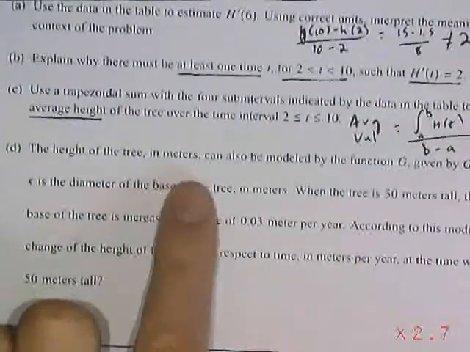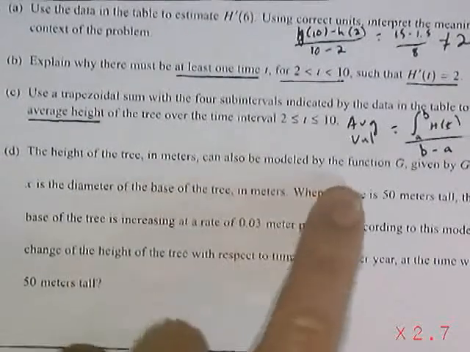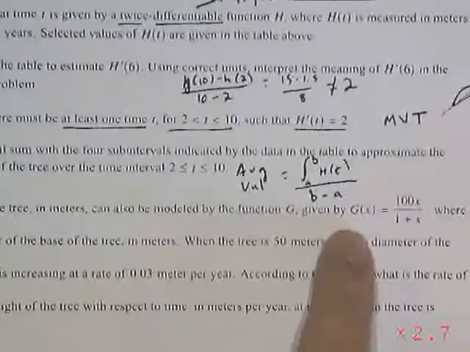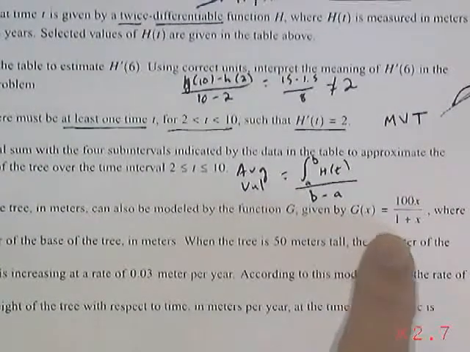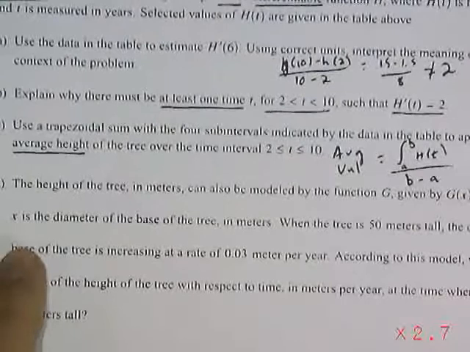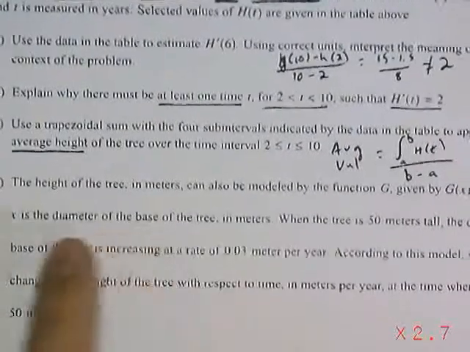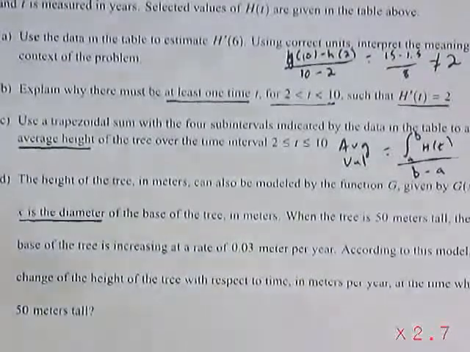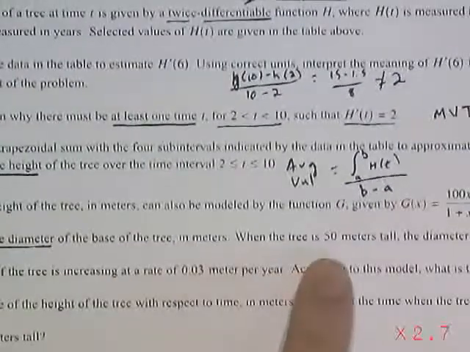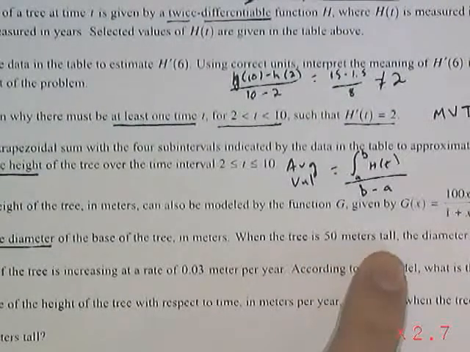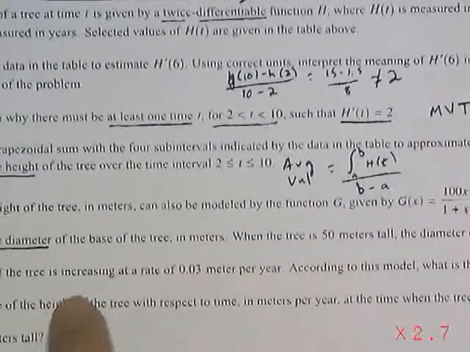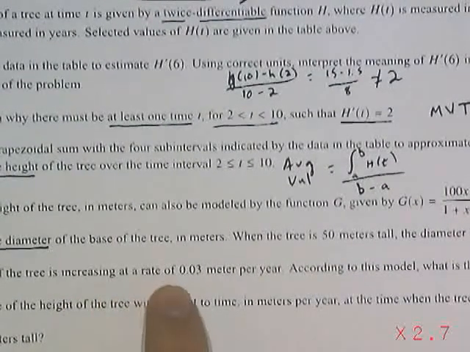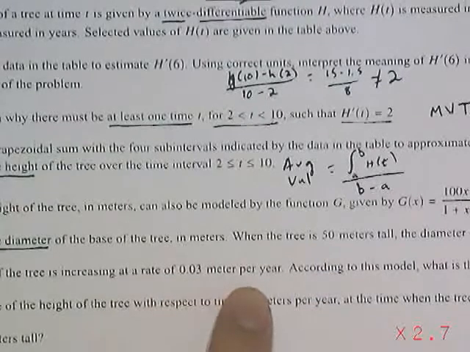The height of a tree in meters can also be modeled by the function g. So they're giving us a different function, given by g of x equals 100x divided by 1 plus x, where x is the diameter of the base of the tree in meters. Okay, so x is the diameter. So it's not a function of t, it's a function of x. When the tree is 50 meters tall, the diameter of the base of the tree is increasing at a rate of 0.03 meters per year.